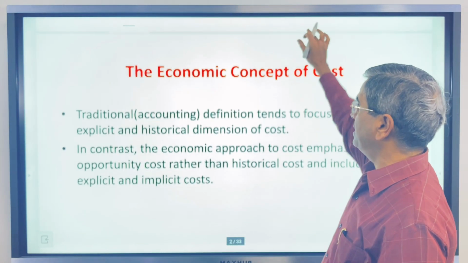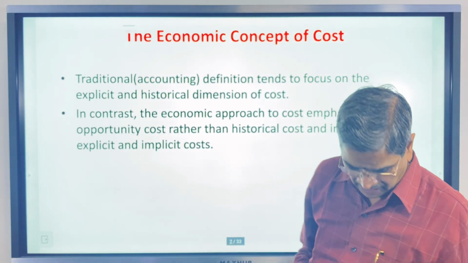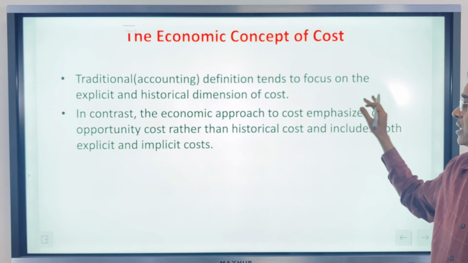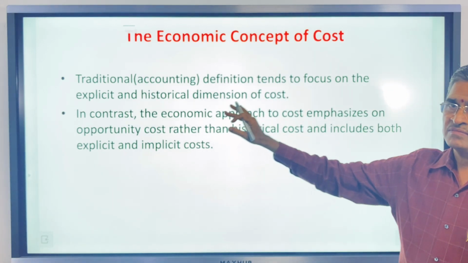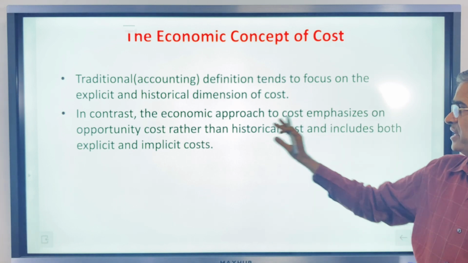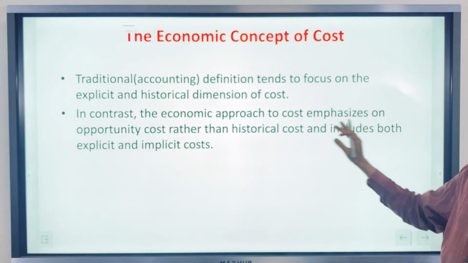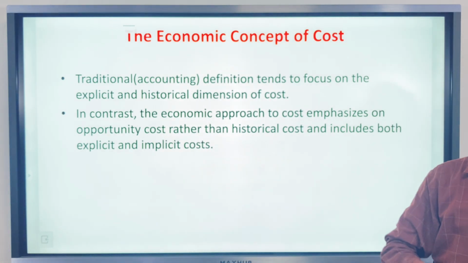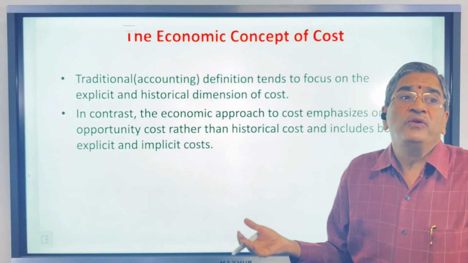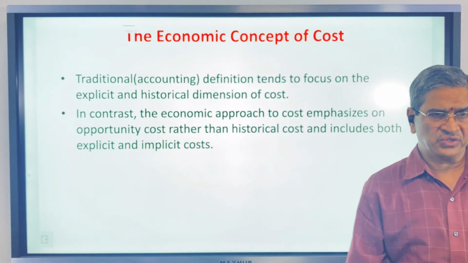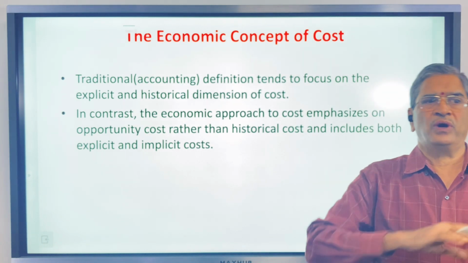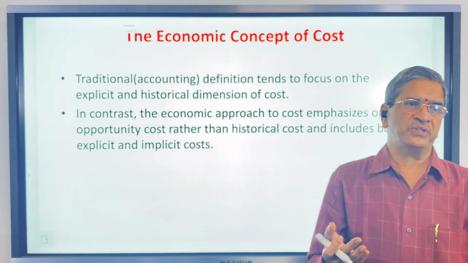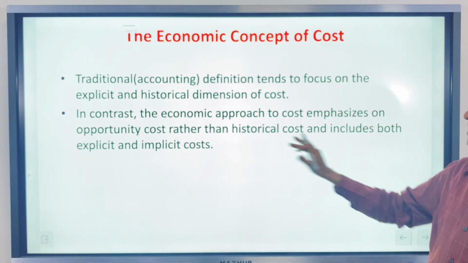So first, the economic concept of cost, unlike the traditional definition which tends to focus on explicit cost only or historical cost only. In the economic approach, we consider cost that emphasizes opportunity cost. Opportunity cost is defined as cost foregone. What did you forego? You have alternative decisions. If you take decision 1, you are foregoing decision 2. If you take decision 2, you are foregoing decision 1. So that is called opportunity cost.